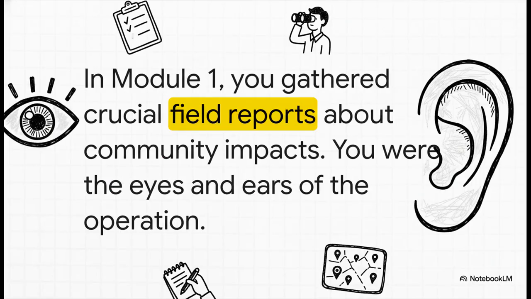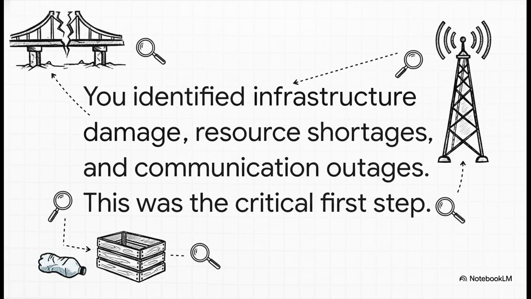Okay, so let's just quickly recap. In Module 1, you and your teams were out there, right, on the ground, collecting all those vital field reports about what was happening in your communities. You were literally the eyes and ears of this whole operation. And through all that hard work, you found the problems. We're talking infrastructure damage, resource shortages, communication blackouts. You pinpointed exactly what needed to be fixed. That was a huge and critical first step.